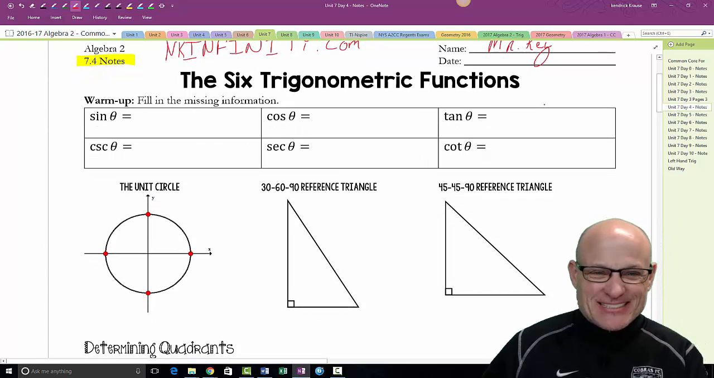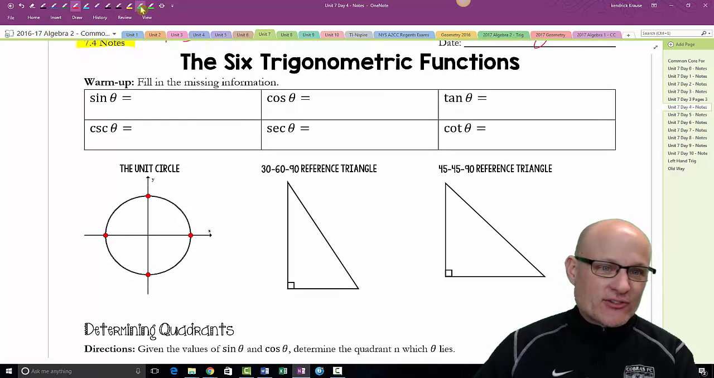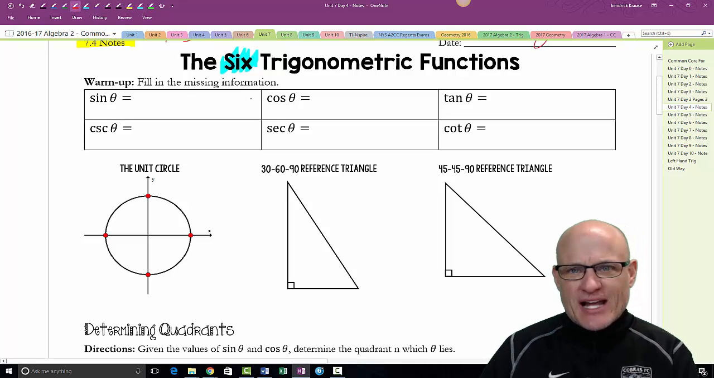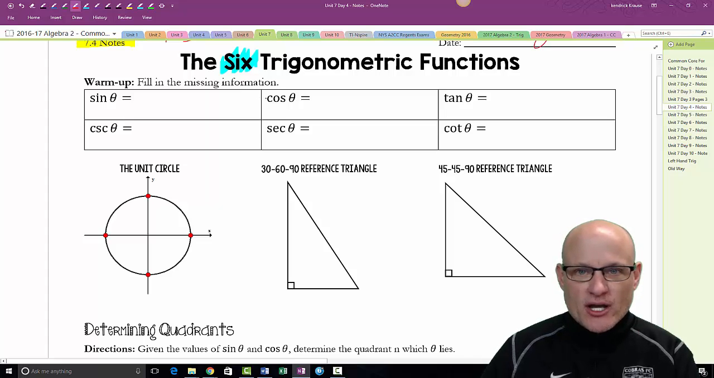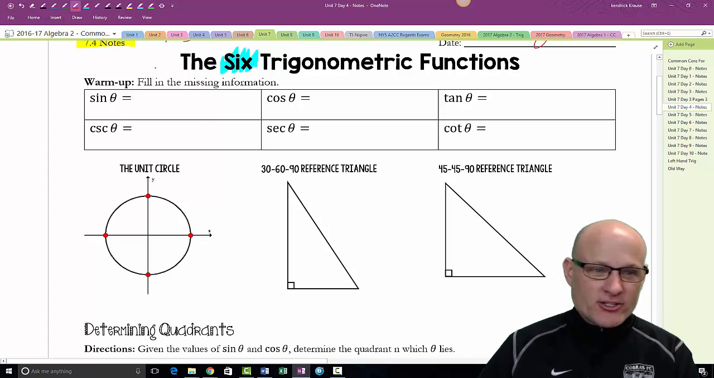Six trigonometric functions. Six? Why couldn't they just have one or two? They gotta have six. All right, so six trig functions. Let's talk about those. All I really want you to do here is fill these in with opposite, adjacent, hypotenuse, and all that stuff. So go ahead, do it. You can pause me.